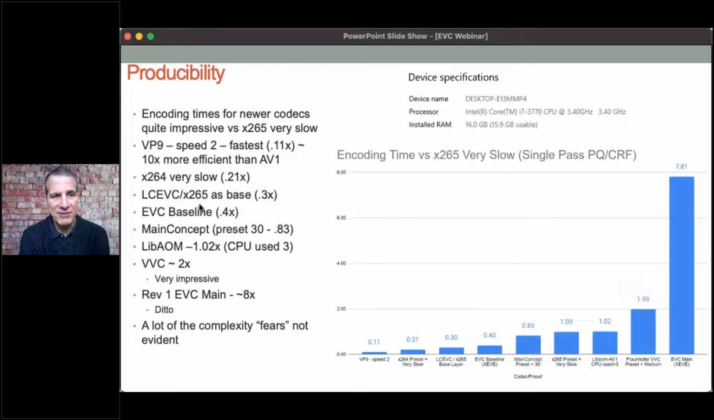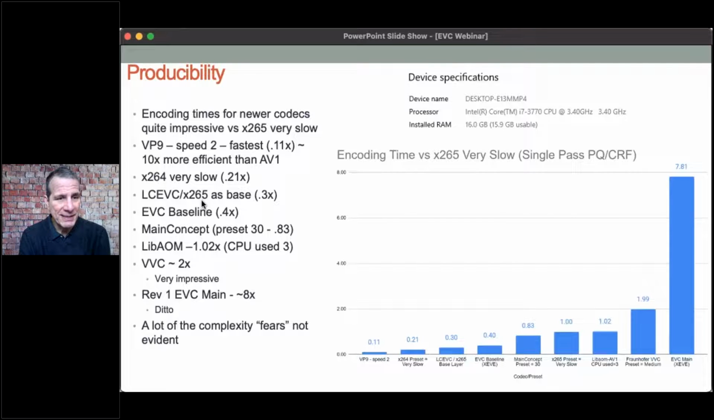LCEVC with x265 as the base layer was about 0.3x the encoding time of x265. So in addition to the 22% quality advantage, you get 1/3 of the encoding time. EVC baseline was 0.4x. The MainConcept using the 30 preset was 0.83. libaom was 1.02 times x265 very slow preset. So it's pretty much the same encoding time. And that's from the 45,000 figure that we saw a moment ago to almost the same as very slow. Very impressive performance boost from the Alliance for Open Media crowd.